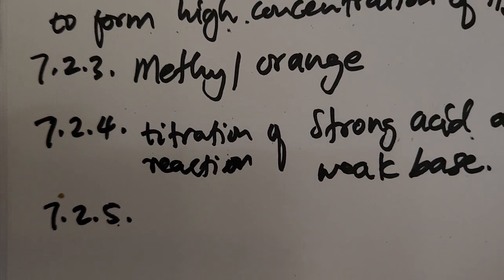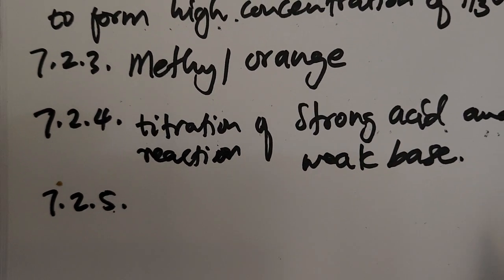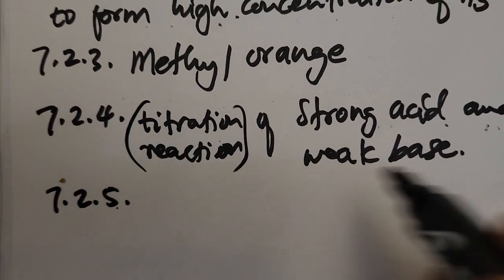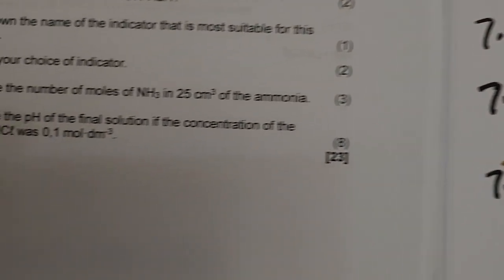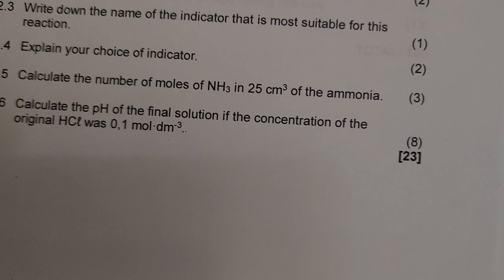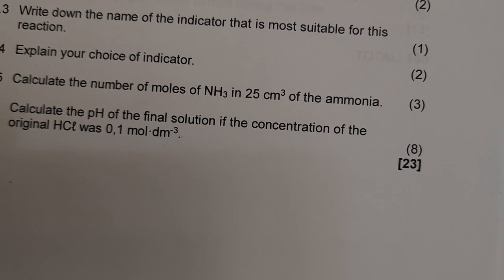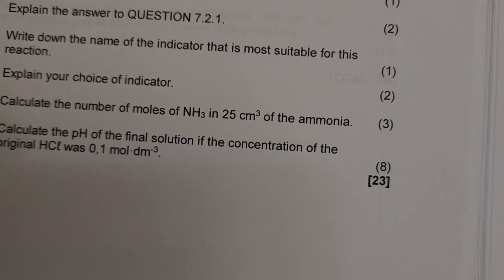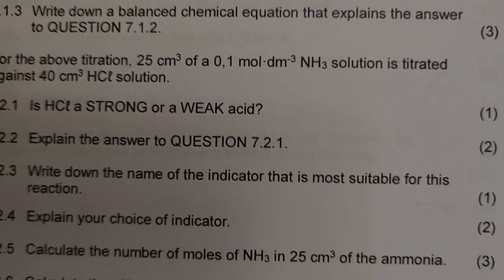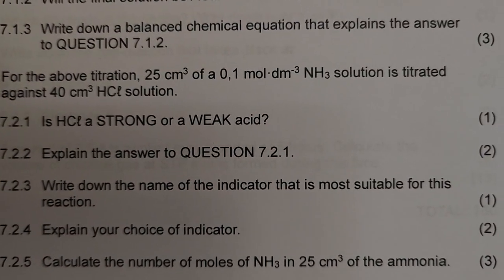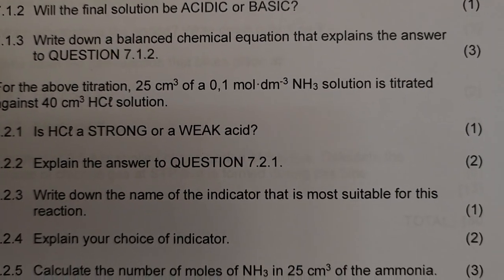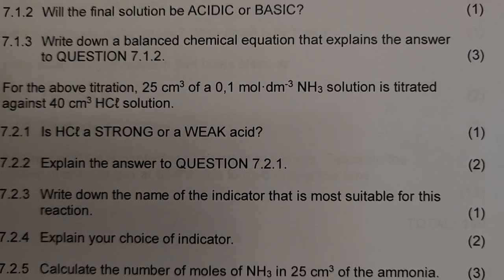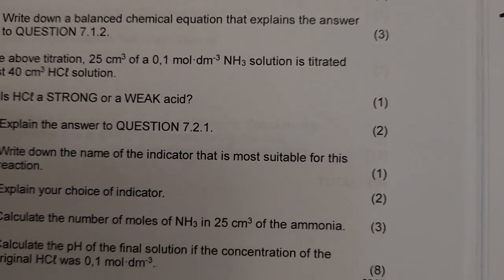They say it is a titration or a reaction of a strong acid and a weak base. Then 7.2.5 they say calculate the number of moles of ammonia in the 25 cubic centimeter of the ammonia given. Remember, in the given statement, as I said, underline 25 cubic centimeter of ammonia of 0.1 mole per dm cube is in the solution now. So you can calculate the number of mole given volume and concentration.